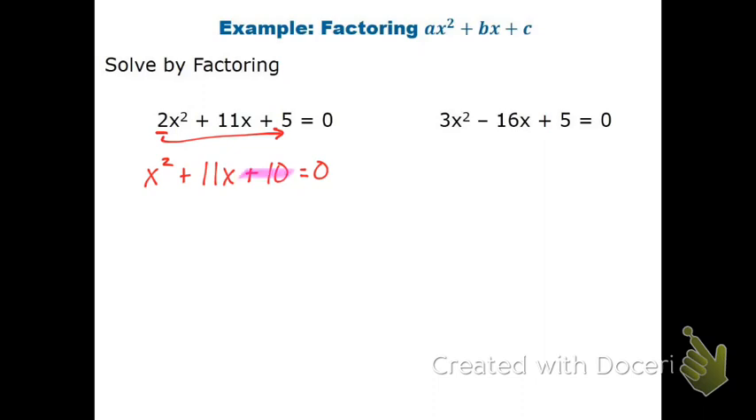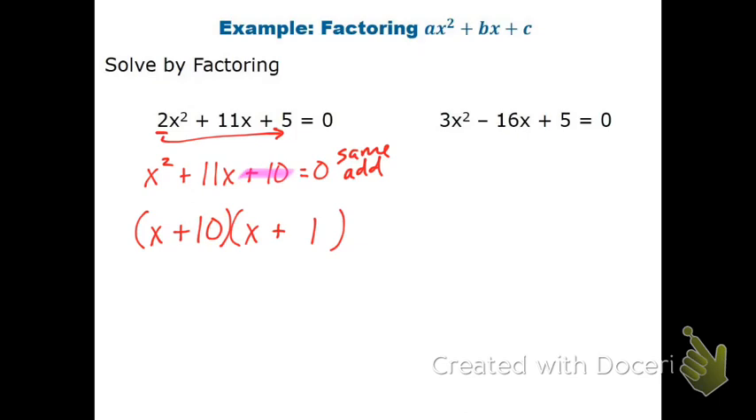Again, I look at my c value. It's positive. That means same and add. And so in my parentheses, I want two numbers that multiply to get me 10, that add to get me 11. It's going to be 10 and 1. 10 times 1 gives me 10. 10 plus 1 gives me 11.